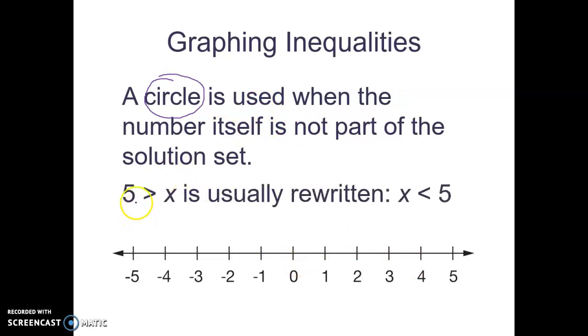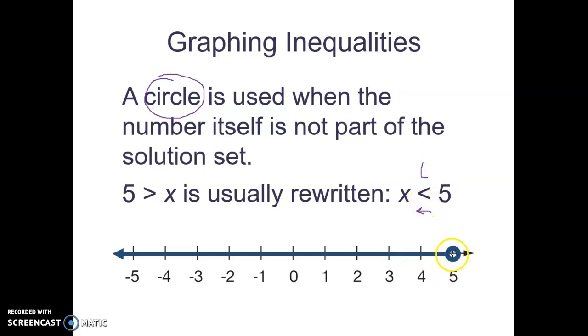For example, 5 is greater than x is usually rewritten as x is less than 5. And to show all the numbers that are less than 5, that would be 4, 3, 2, 1, 0, -1, -2, etc. We're going to do an open circle at 5 and go to the left. Less than goes to the left.